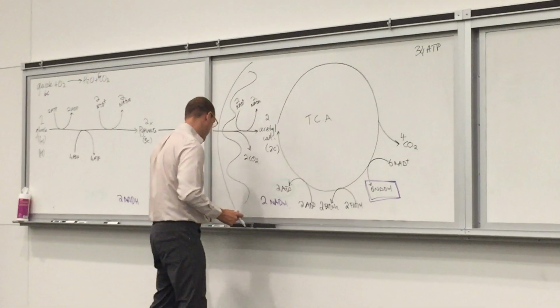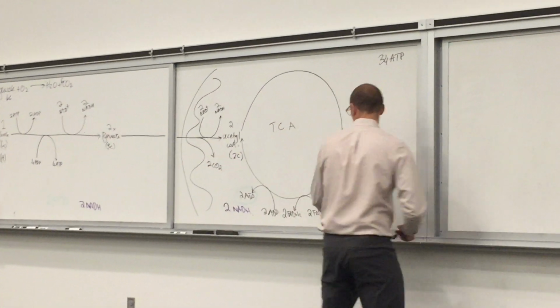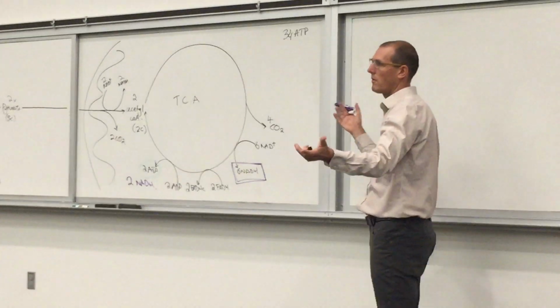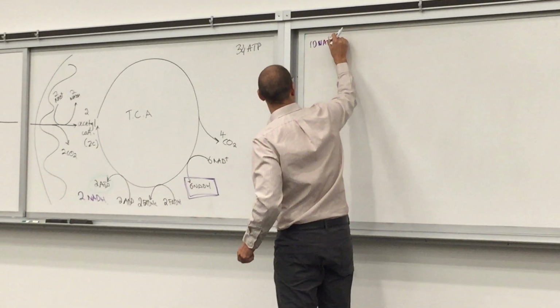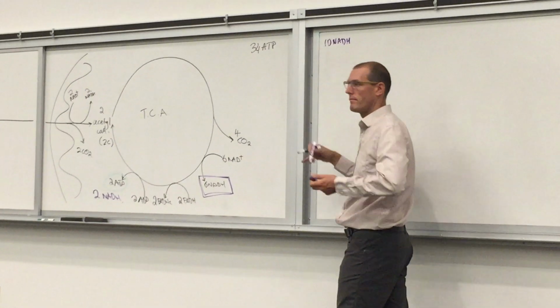So let's count them up and write down what we got. We've got 6 NADH plus 2 plus 2. What's the total of that? 10 NADH. How many ATP so far net?